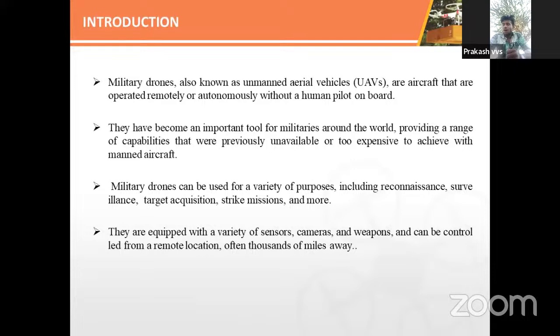And they are equipped with a variety of sensors, cameras, and weapons, and can be controlled from a remote location, often thousands of miles away.